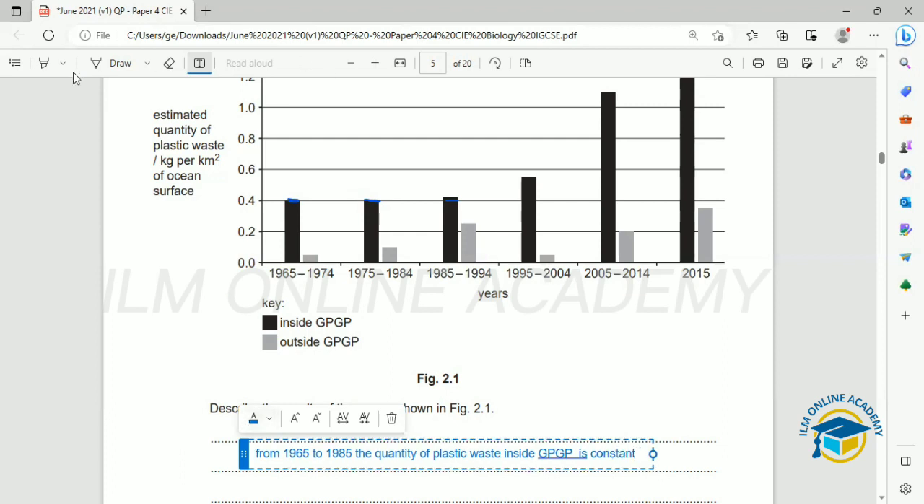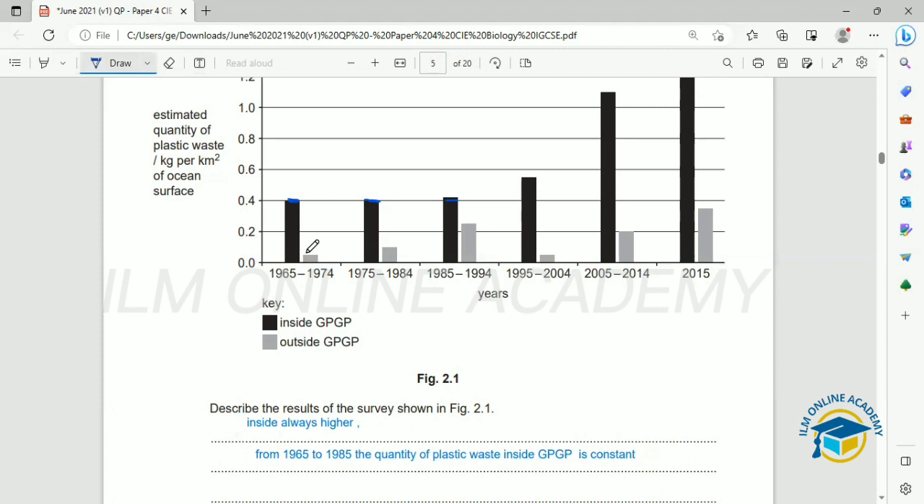Okay, so let's talk about outside. The increase in the plastic waste outside the GPGP actually fluctuates. It increases from 1985 to 1994, right? And then it decreases and then it increases again, right? So it's kind of fluctuating throughout.